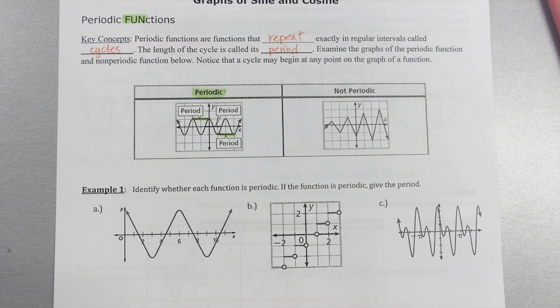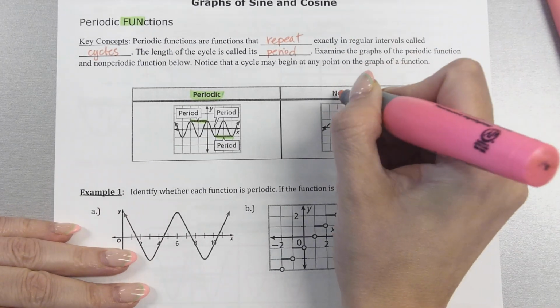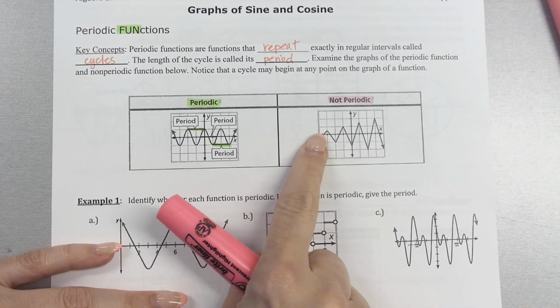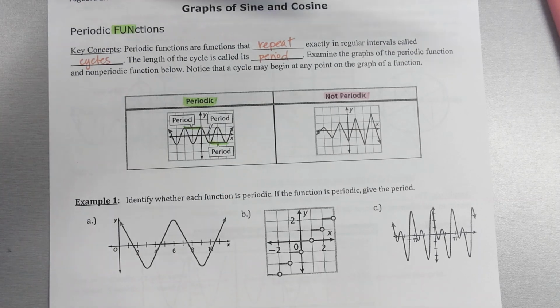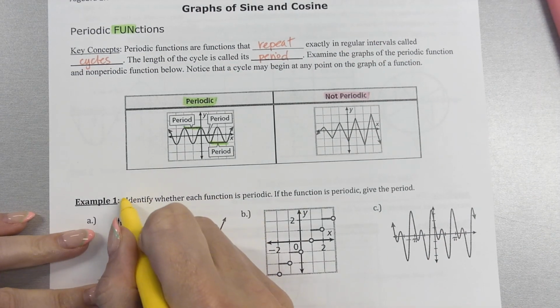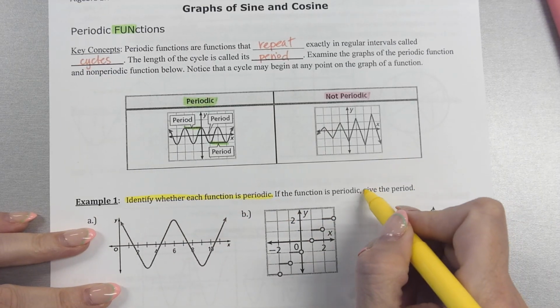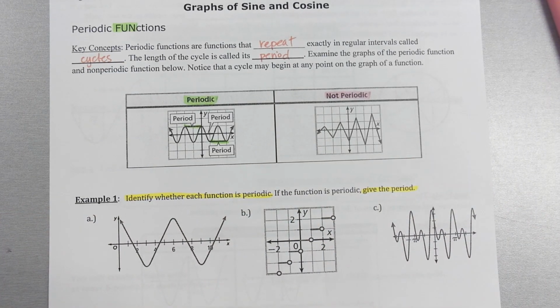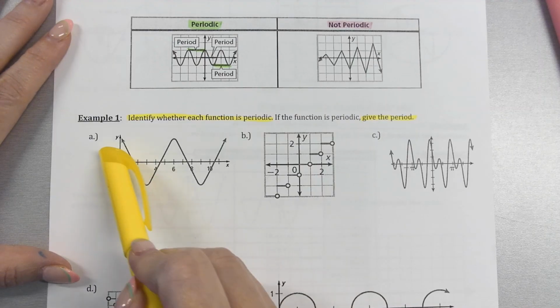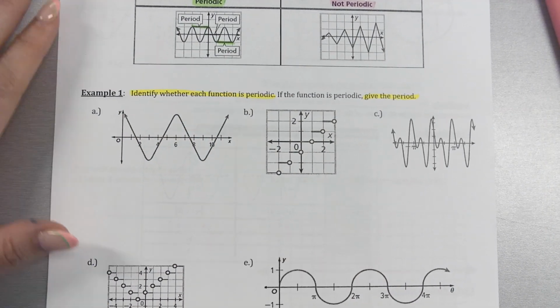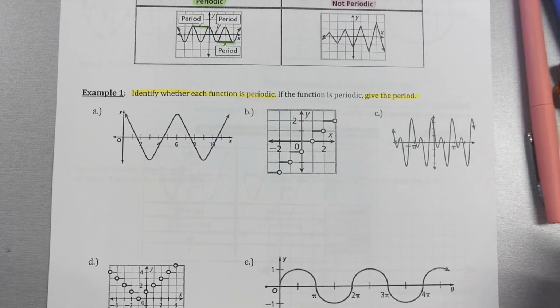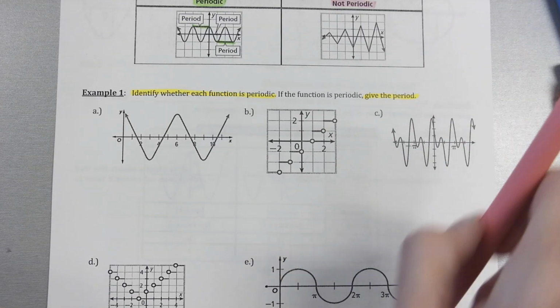And then we're going to compare those to functions that are not periodic. They don't repeat exactly, because this one starts off kind of small and then it gets larger. So what we have to do is determine whether the function is periodic. Does it repeat itself? And if it is, then we give the period. For part A, we can see this is following the same pattern. So we have to calculate what that period is going to be.